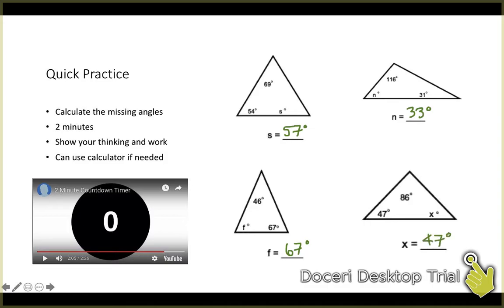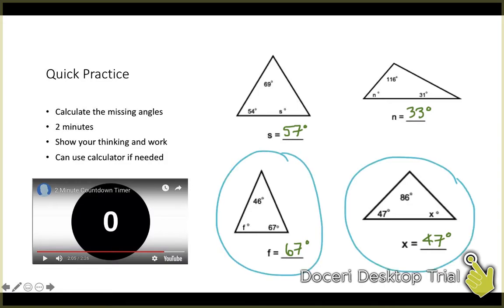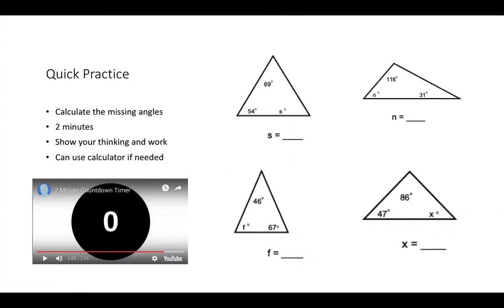Bonus time. Which of these triangles is isosceles? This triangle and this triangle, because we have two angles that are the same. Okay, moving on.